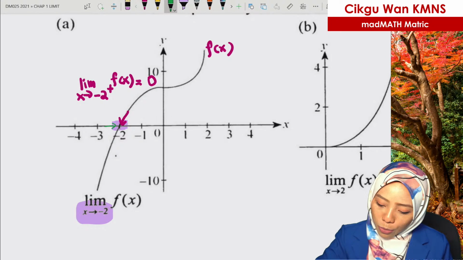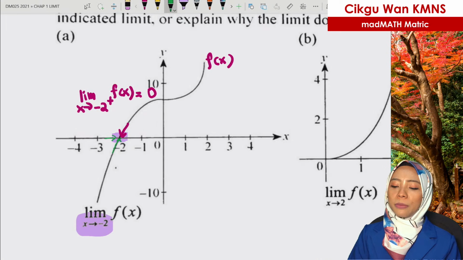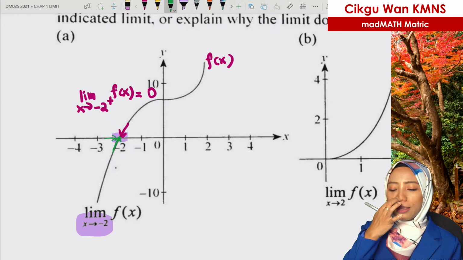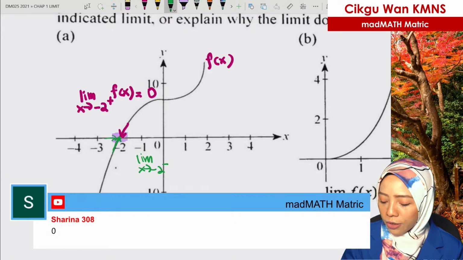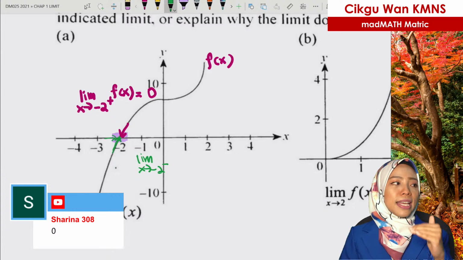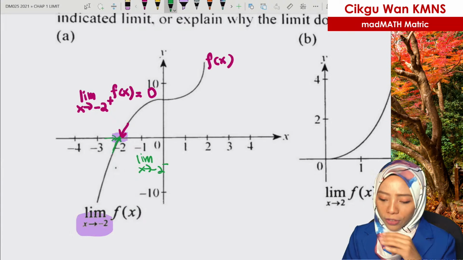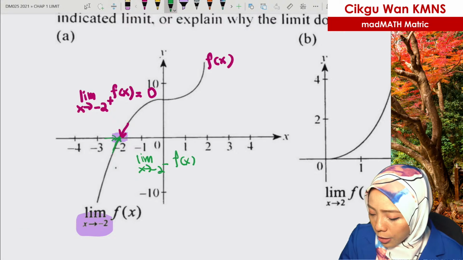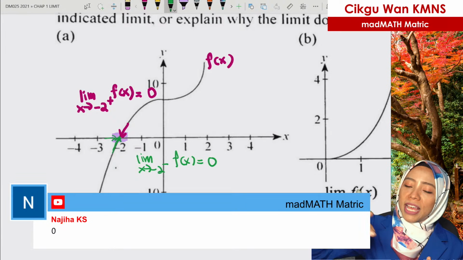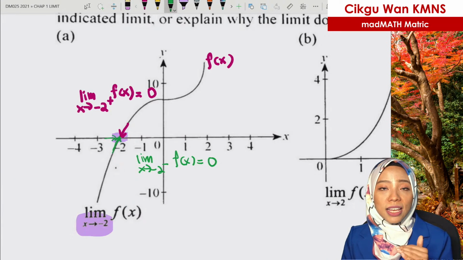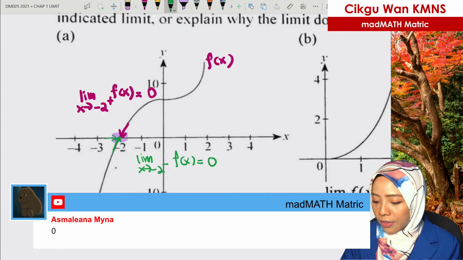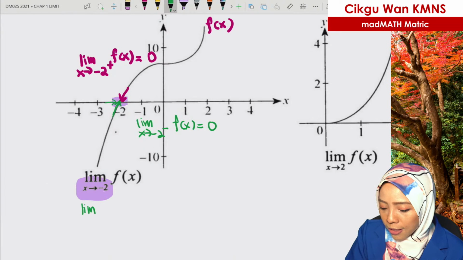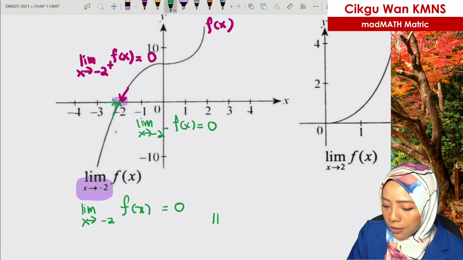Okay, now we are looking at limit x approaching negative 2 from the left. I boleh buat macam ni, I boleh juga buat macam ni. Mana-mana satulah. Tapi kalau boleh kita ikutlah bentuk graf ni. So, untuk yang green ni pula, limit x approaching negative 2 from the left. So, dia approaching nilai apa? Yes, Asmaliana, Auni Anwar, very good. Alifa. Okay, dia adalah juga approaching 0. So, since limit x approaching negative 2 from the left hand side and from the right hand side is equals to 0, therefore, the limit x approaching negative 2 is equals to 0.